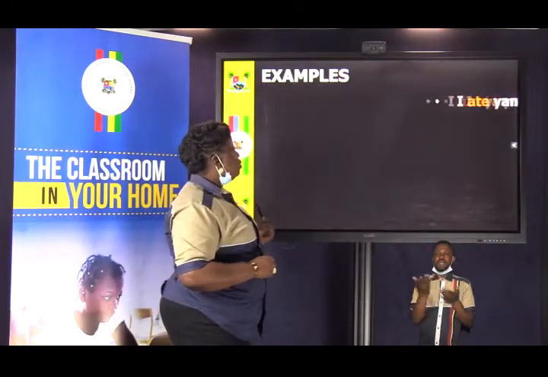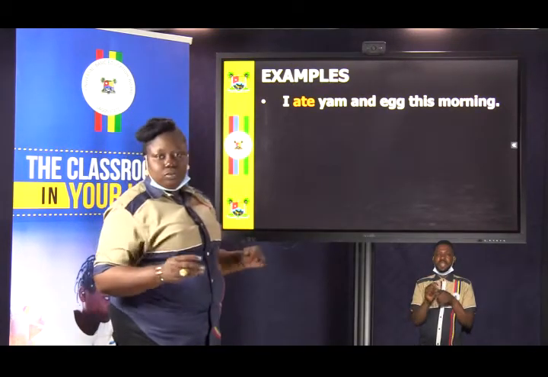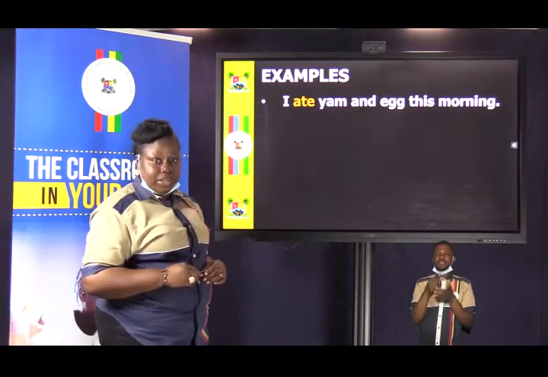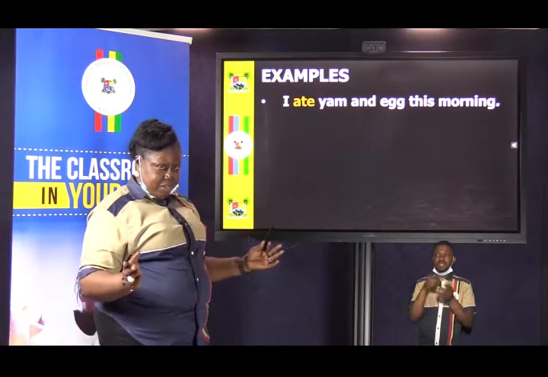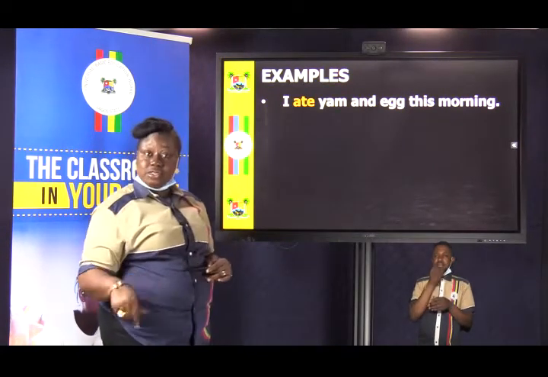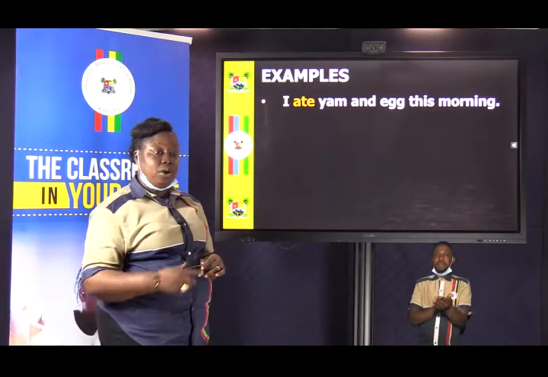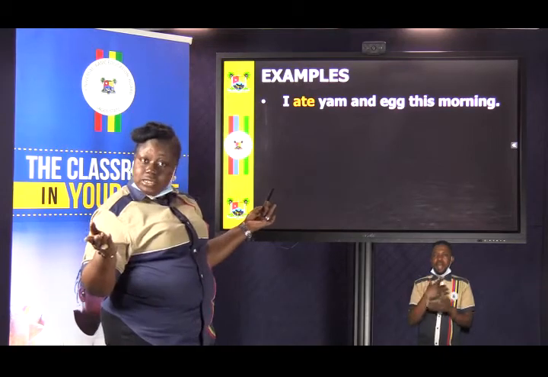Here are examples of sentences in the simple past tense. Now, this is evening. And here is a sentence: I ate yam and egg this morning. That action has been completed. You ate it in the morning, and now it is evening.